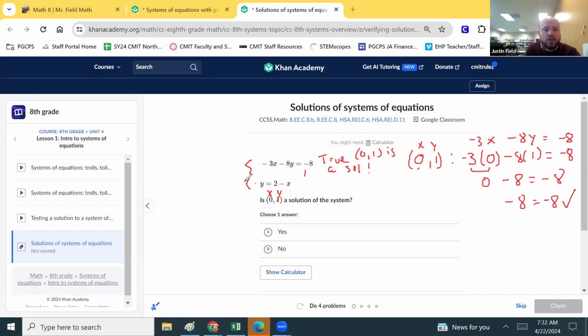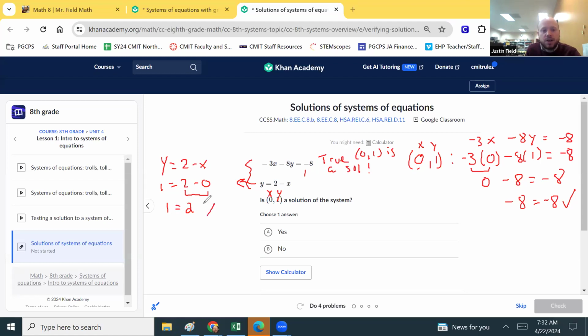So let's go over here and we'll check the bottom. Y equals 2 minus x. That's the equation. But now in place of y, I'm going to write 1. And in place of x, I'm going to write 0 again. And now I'm going to do the math. 2 minus 0 is 2. Bring down the 1 from the other side. And it says 1 equals 2.